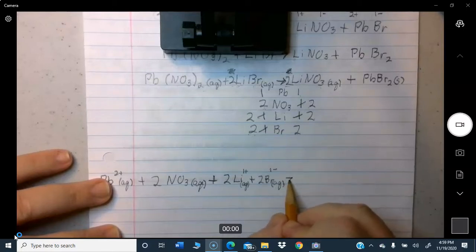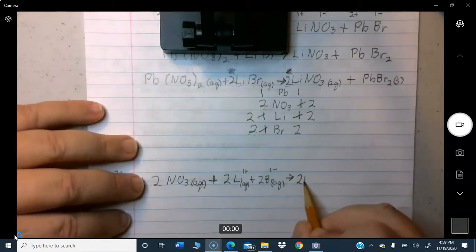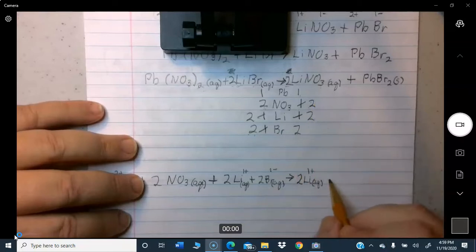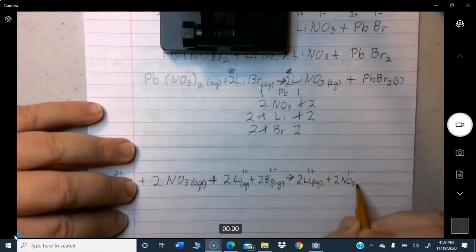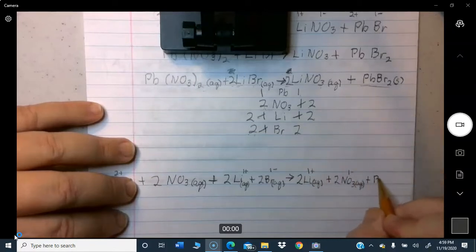Now we go to the other side of the arrow. You may have to go down to a second line. It sometimes happens. So it's 2 Li 1 plus, aqueous, and then 2 NO3, I think we're just going to squeeze it in, that's a 1 minus, and that's aqueous. And then we have our precipitate, which stays together. You don't put any charge because it is electrically neutral once it's together, and that's a solid.